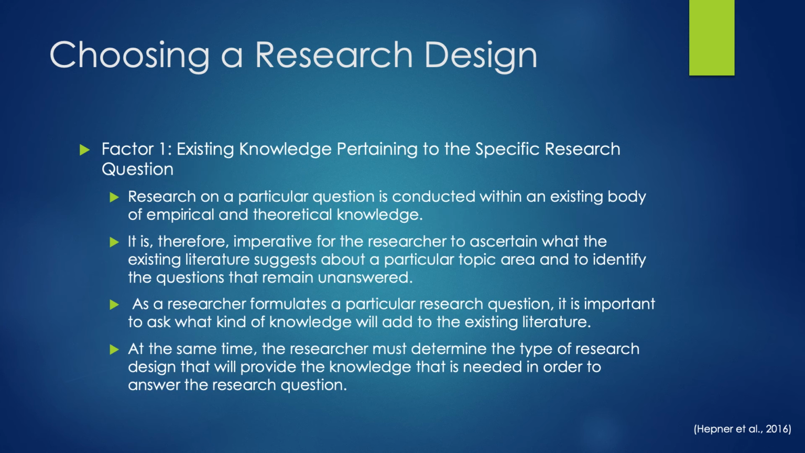Factor 1 is existing knowledge pertaining to the specific research question. Research on a particular question is conducted within the existing body of empirical and theoretical knowledge. So it's imperative for the researcher to ascertain what the existing literature suggests about the particular topic area and to identify the questions that remain unanswered.